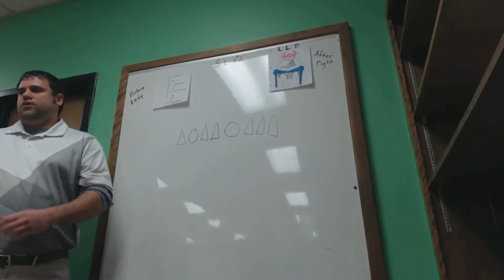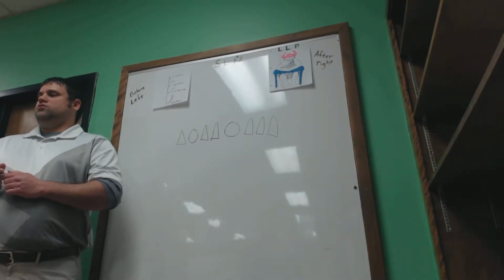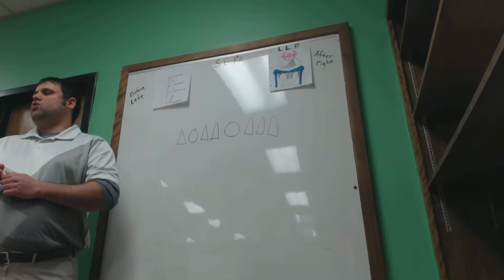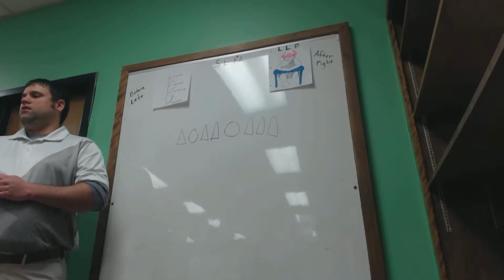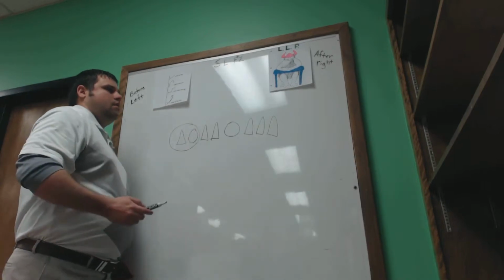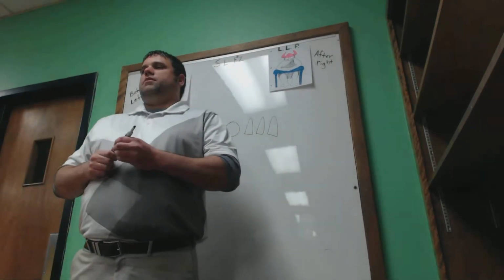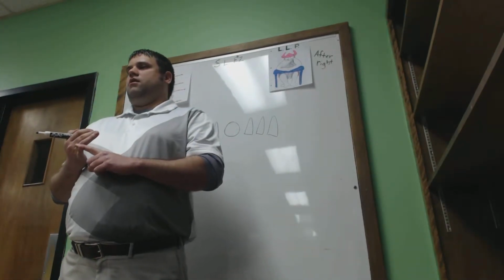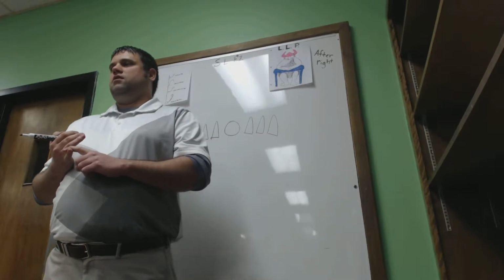Now, on your test, if I asked you, Desiree, what is the core of this pattern? It would be triangle, circle. Triangle, circle, okay? Very good. What's another type of pattern? That was an additive pattern, and what is another type, Ashley?